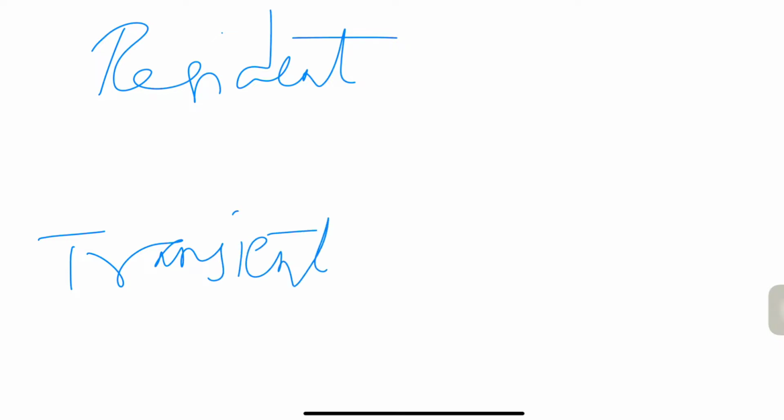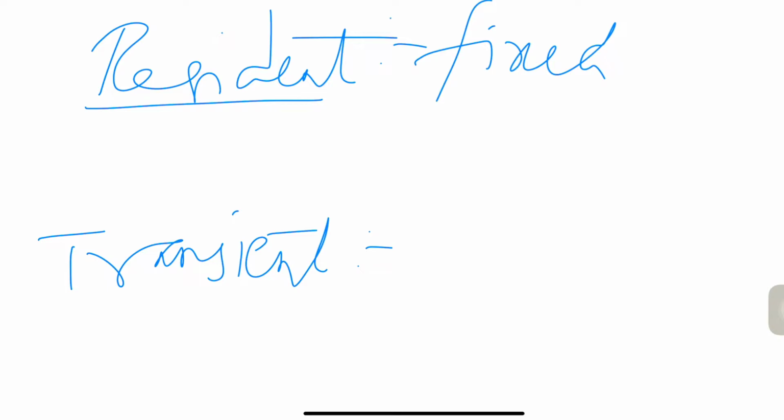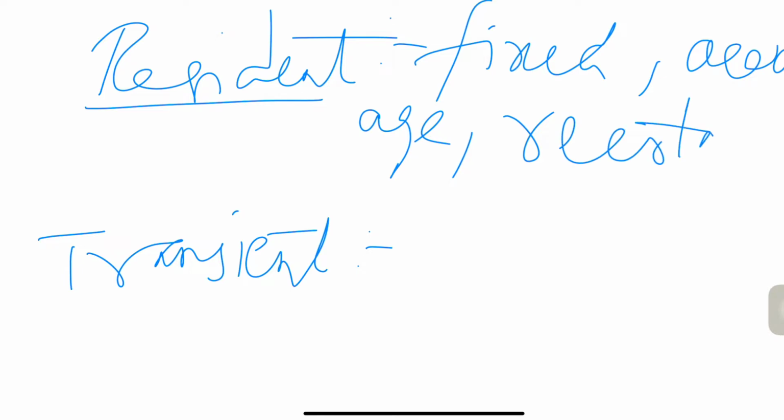What is resident flora and what is transient flora? The resident flora consists of a fixed, constant type of microorganisms which are found in a given area at a given age. They are specific to the area at a given age. For example, if these resident flora are disturbed, they have the property to reestablish themselves.